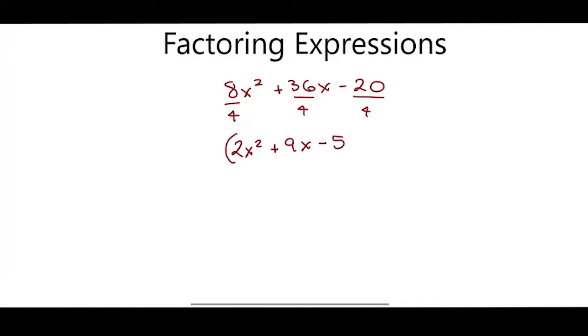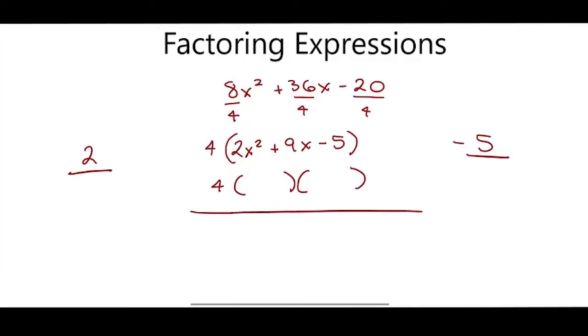But since I factored out a 4, I'm going to put them in parentheses here and put a 4 on the outside. All right, now I need to try to factor this trinomial. So now I have 4, and then I'm going to have 2 sets of parentheses to factor it into two binomials, okay? So I need to find my factors of 2, and I need to find my factors of -5. All right, so I'm going to make my little chart here.